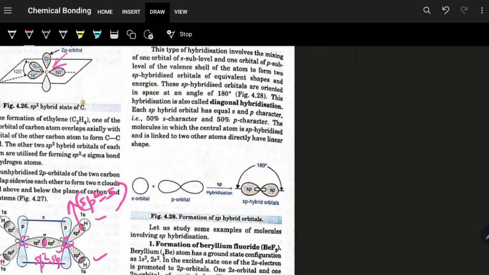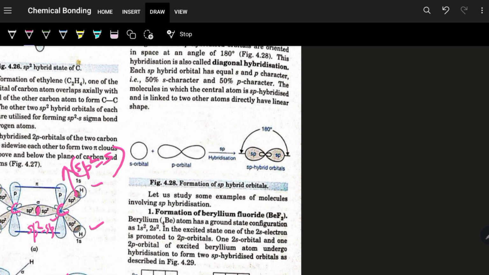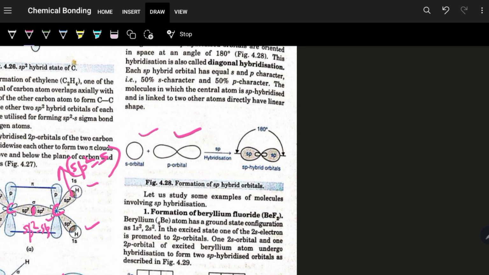Now next you can see here the sp hybrid orbital. sp means one s and one p undergoing hybridization. So there are two atomic orbitals intermixing, and this is known as diagonal hybridization also, with a 50% s character and 50% p character. And you are seeing two hybrid lobes here. This is one lobe and this is the other lobe, having minimum repulsion at a bond angle of 180 degrees.